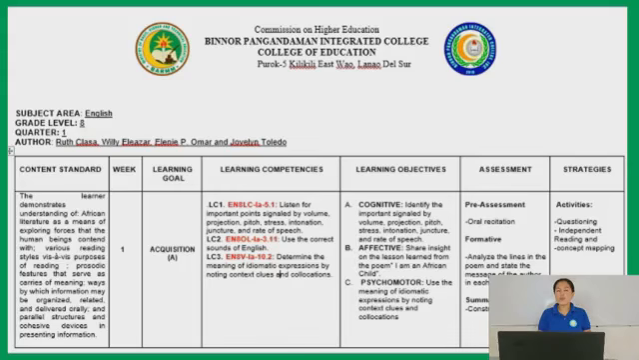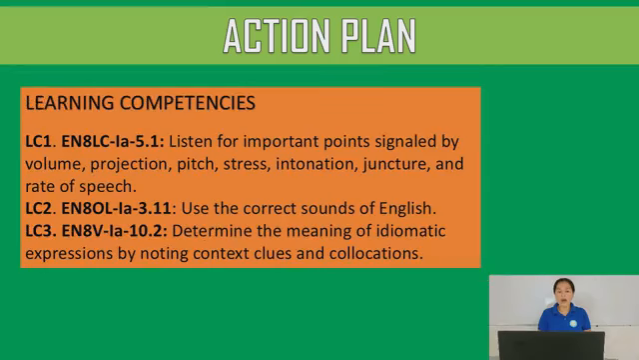So, learning competency 1, listen for important points signaled by volume, projection, pitch, stress, intonation, juncture, and rate of speech. Learning competency 2, use the correct sounds of English. And learning competency 3, determine the meaning of idiomatic expression by noting context clues and collocations. These are the three competencies we integrate with each other because these competencies are connected to the content standards.